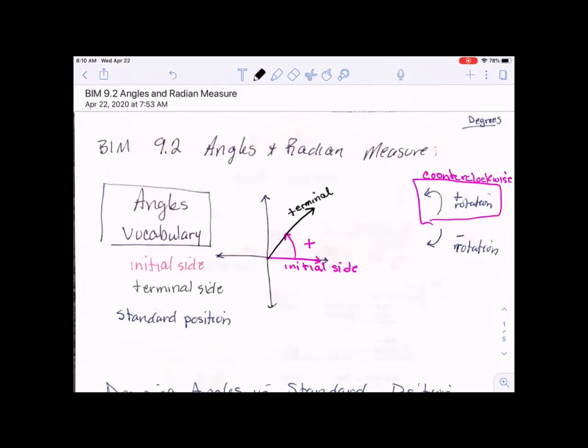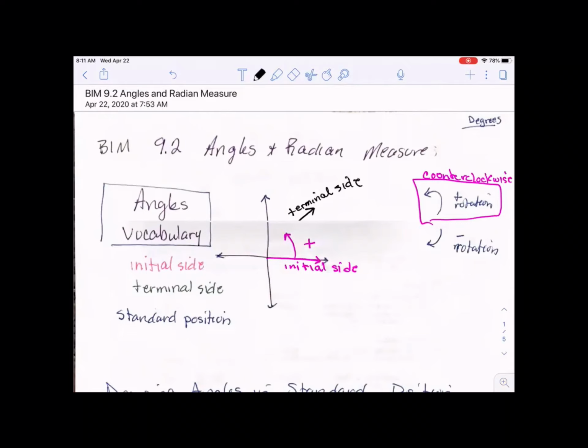So we have our initial side in standard position right here is always going to be on the positive x-axis. We're going to rotate counterclockwise to get a positive angle. The angle where we are, the ray where we end is our terminal side or our terminal ray.